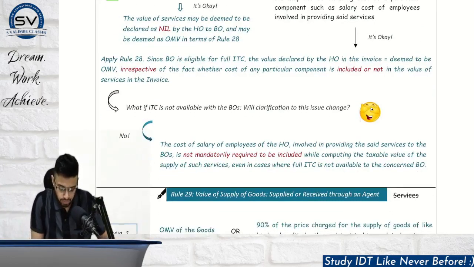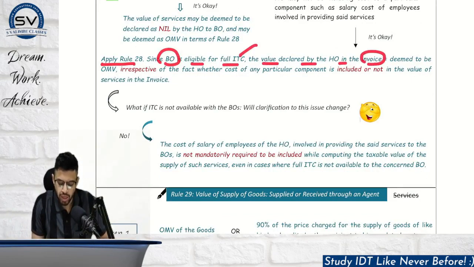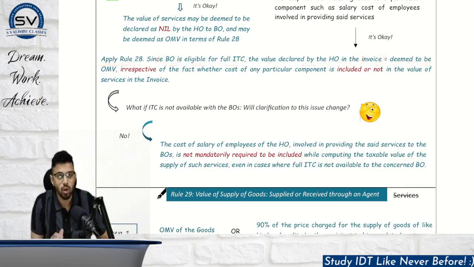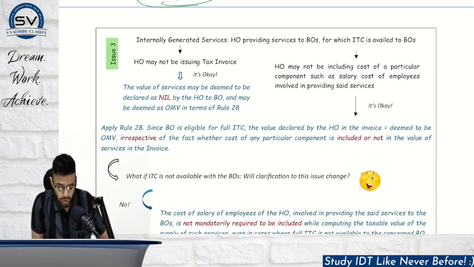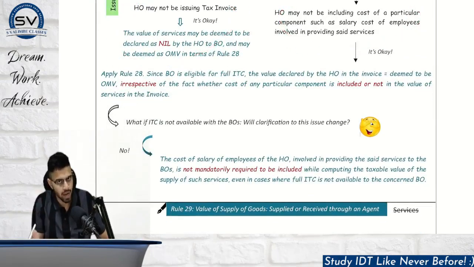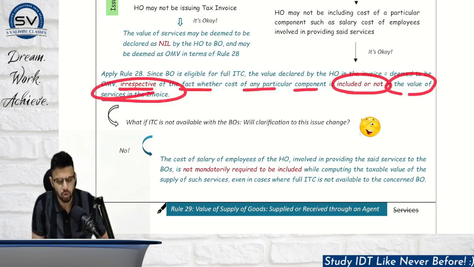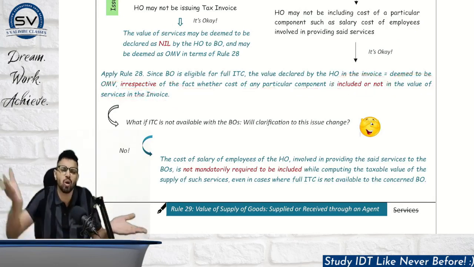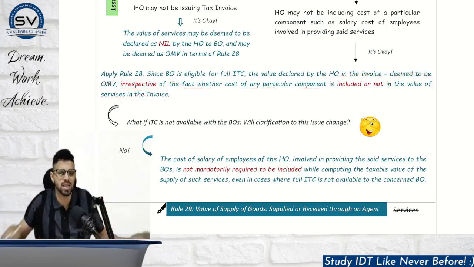Now read this. Apply Rule 28. Since the BO is eligible for full ITC, the value declared by the HO in the invoice is deemed to be the OMV. Now don't think that the tax invoice was not issued. That was in the earlier case. We are talking about this case. So the invoice is issued, and you accept that value as the open market value because the recipient is eligible for ITC. Hence, irrespective of whether any particular component of cost is included or not, it does not matter, because the recipient is eligible for ITC.